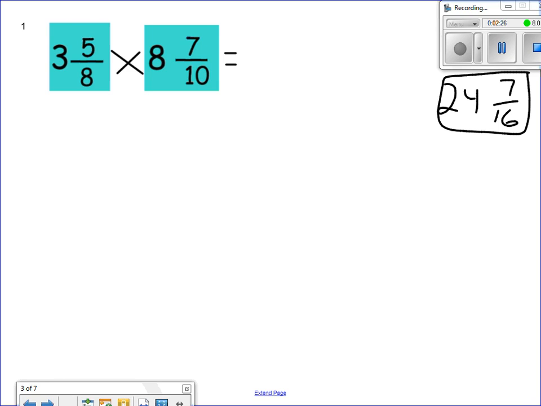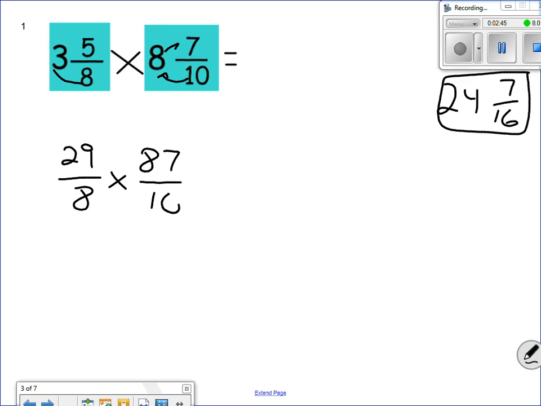So let's take 3 and 5/8. That is an improper fraction. We're going 3 times 8, which is 24, plus 5. We're going to get 29 over an 8. Then we're going to multiply. We're going to go here, 80 plus 7. We're going to get 87 over a 10.